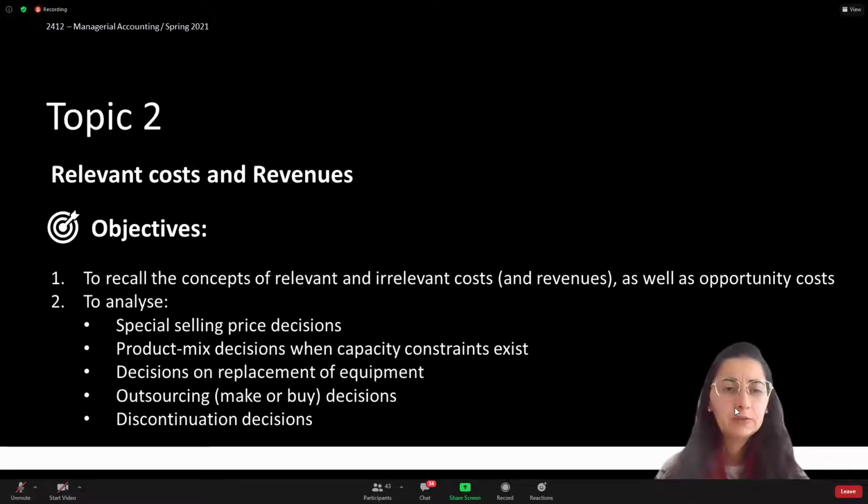So the objectives on this topic is to recall the concepts of relevant and irrelevant costs and revenues, as well as opportunity costs. And we want to analyze this type of decisions: special selling price decisions, product mix decisions when we have capacity constraints, decisions on the replacement of equipment, outsourcing decisions, and discontinuation decisions.